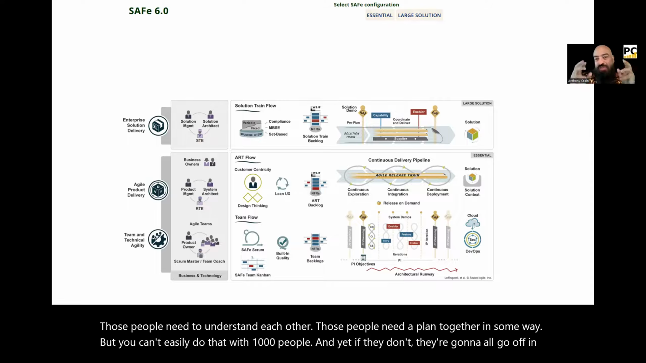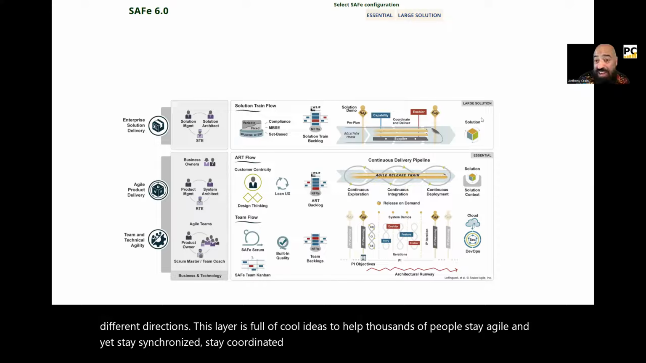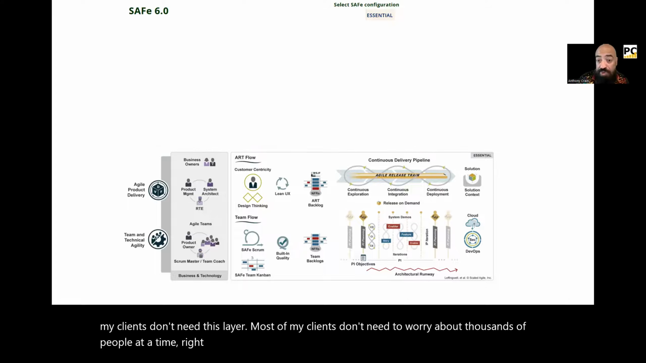This layer is full of cool ideas to help thousands of people stay agile and yet stay synchronized, stay coordinated, understand each other. So a very exciting layer. Most of my clients don't need this layer. Most of my clients don't need to worry about thousands of people at a time, right? But when they do, we can bring that out, okay?